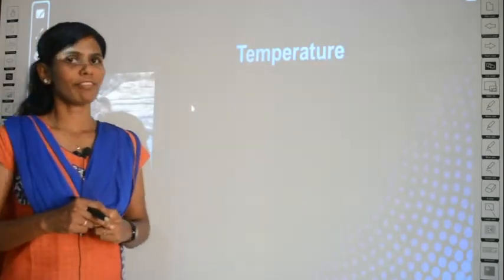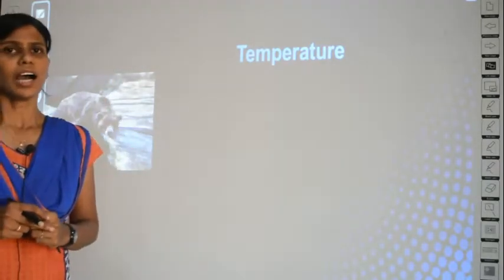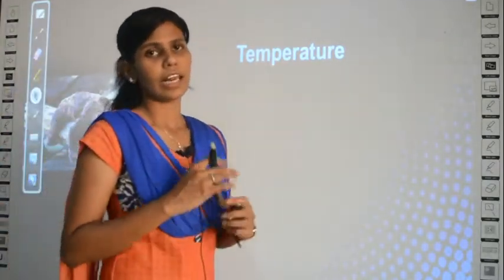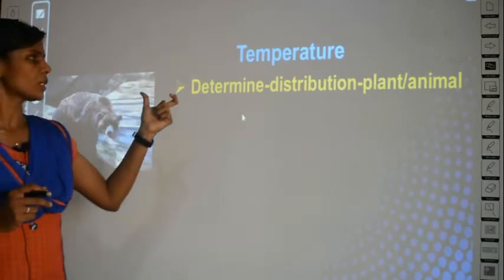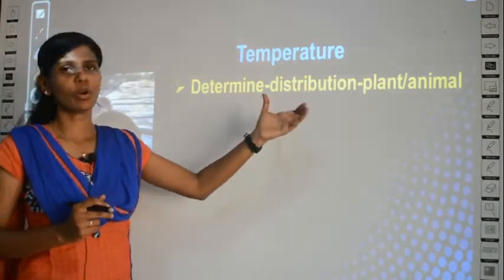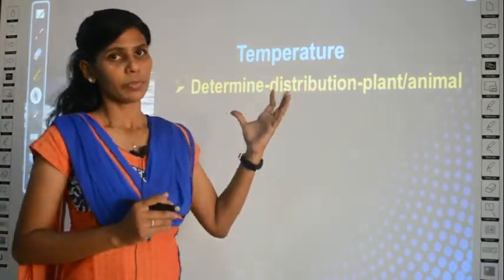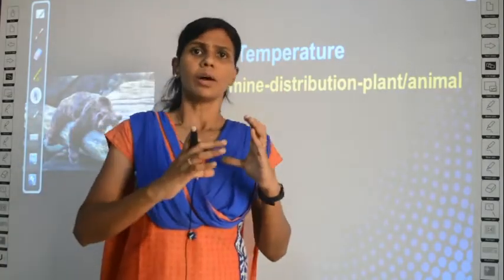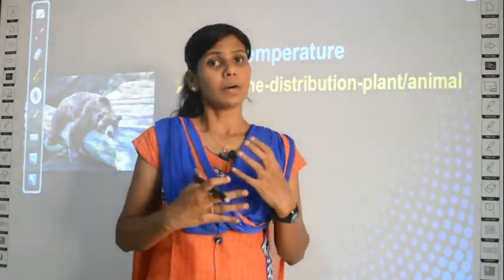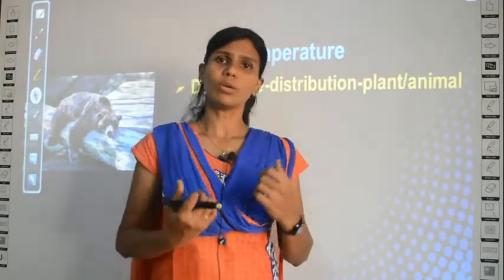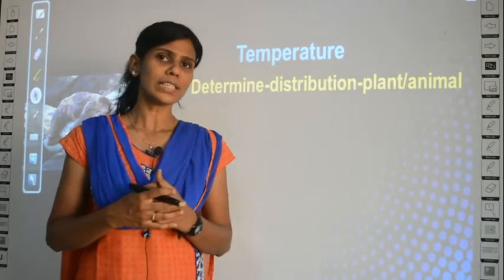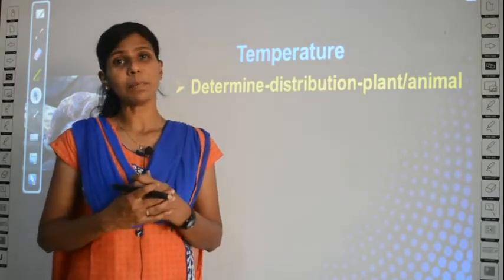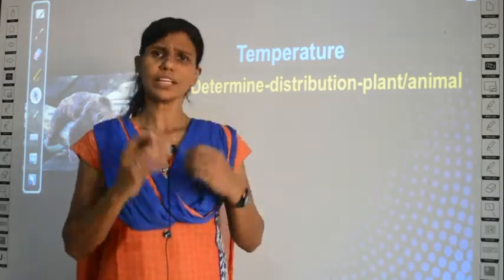The next abiotic factor is temperature. How temperature influences the life of living organisms in an ecosystem, we will see. Okay. So how important is temperature? Temperature determines the distribution of plants and animals. Because of temperature only, one particular plant can survive either in a hot condition or a cold condition. Some plants will need very high temperature for their growth, and some will need very cold, like apple trees, which need a cold climate.